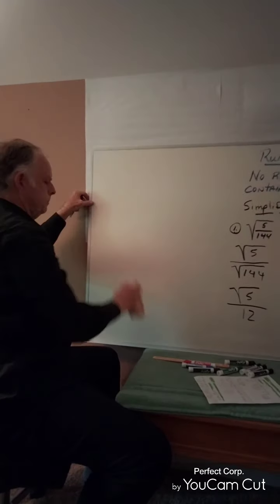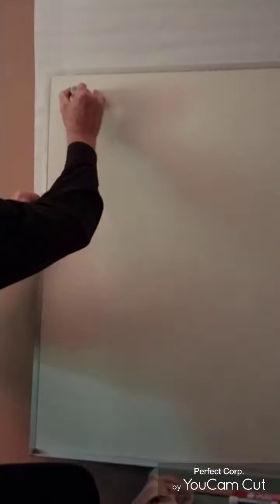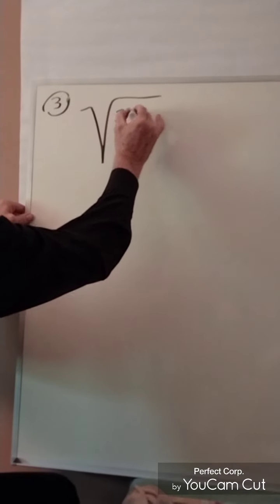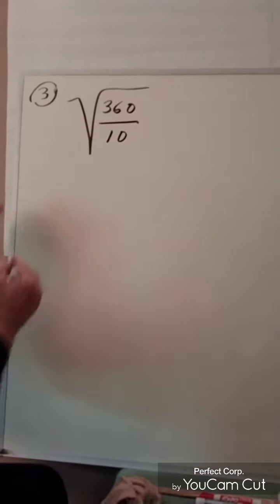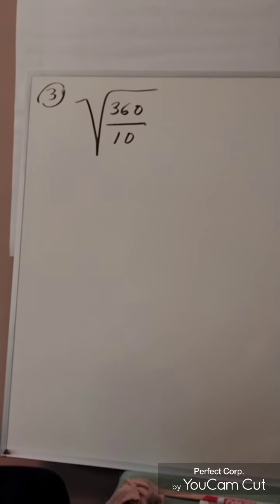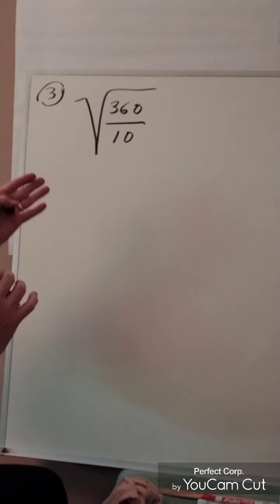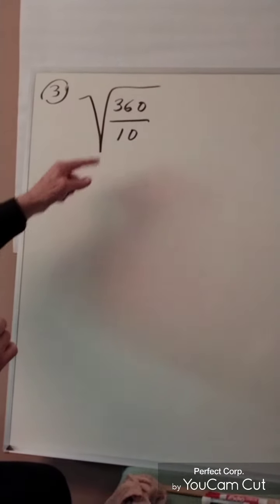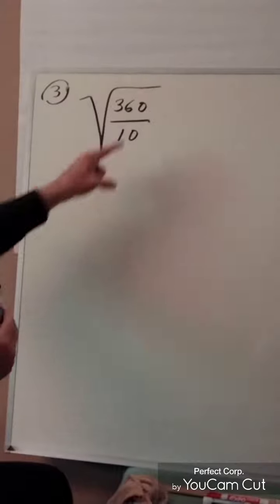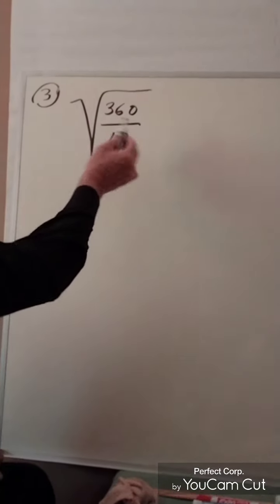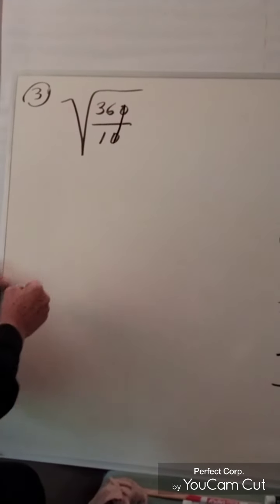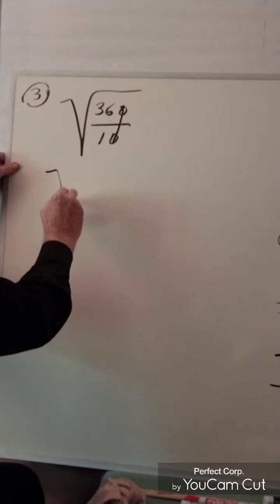Let's go to number 3. The radical of 360 over 10. Can't have a fraction in the radicand. But before we think about splitting it up, see if that fraction can be simplified. It can. We can knock off a 0. Or we can literally divide 360 by 10. They cancel. 36 divided by 1 is 36.